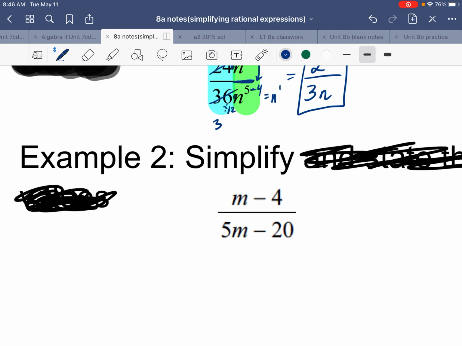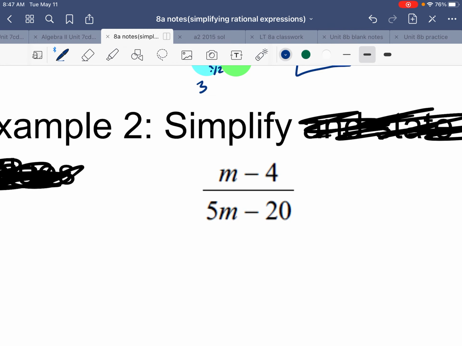Example 2. Here we don't have monomials, so anytime you have a binomial or a trinomial in the numerator or denominator, we've got to think factor first. So we're looking at the numerator, m minus 4. Can we factor it? No. The main reason I know we can't is it's to the first power. That's a linear binomial, and there's no GCF. So you're not going to be able to factor it any further.